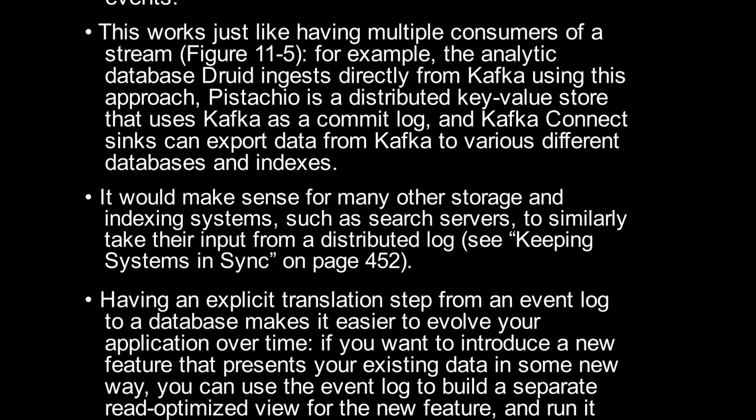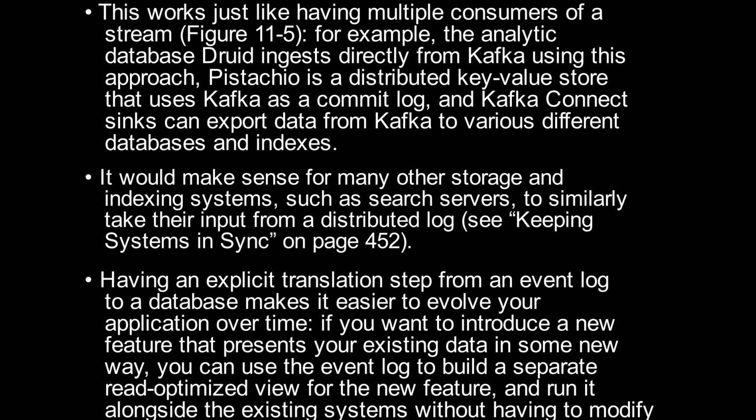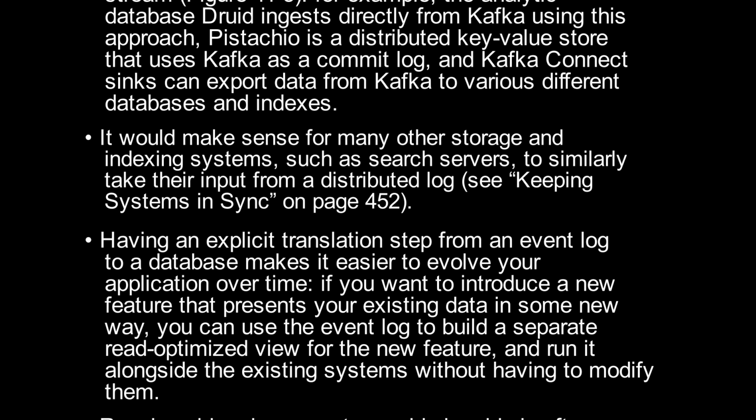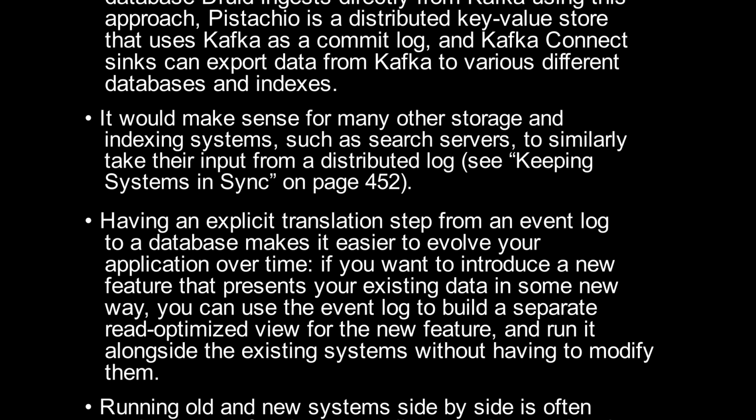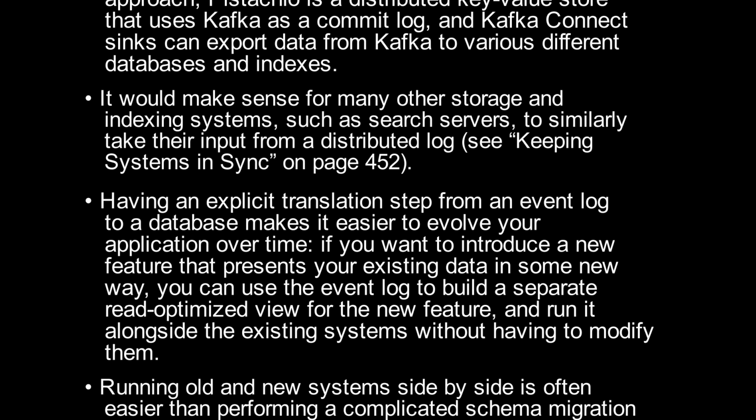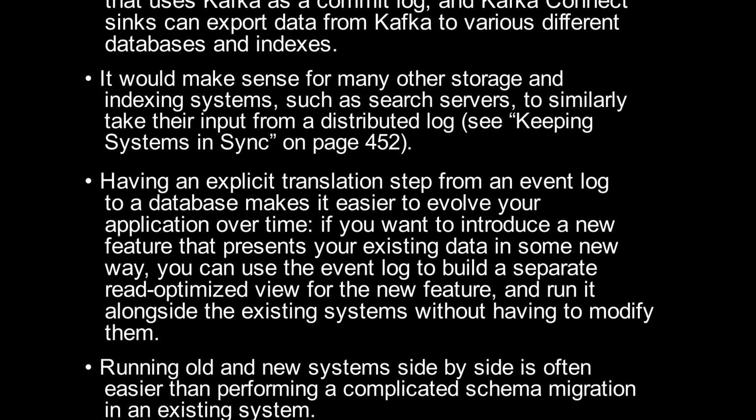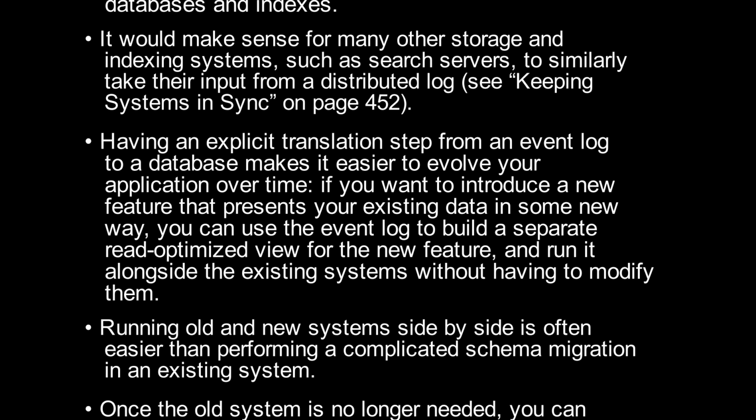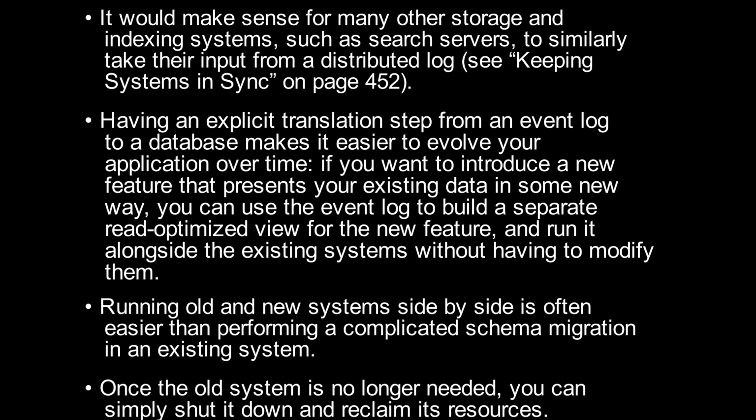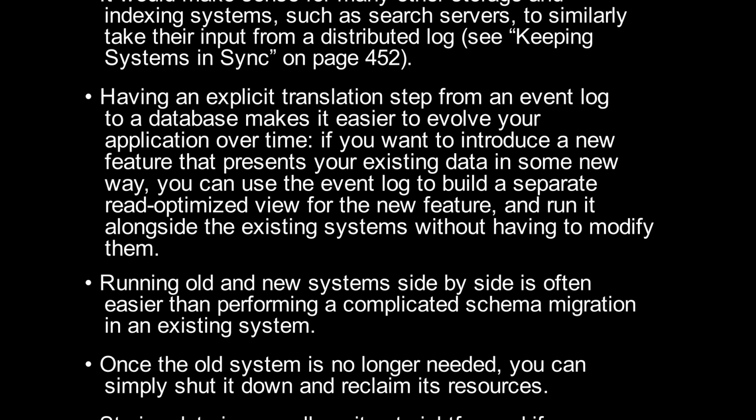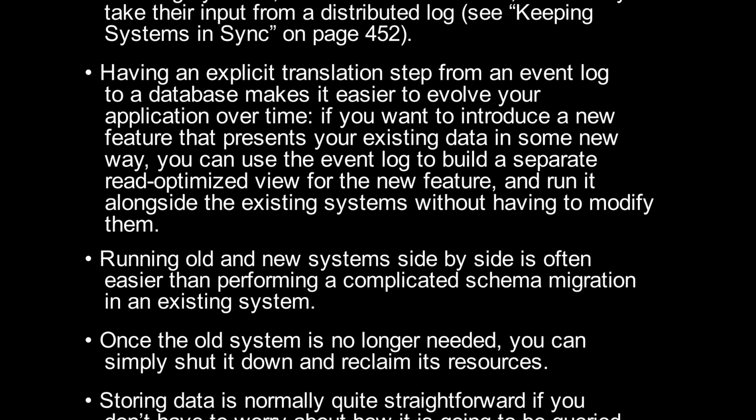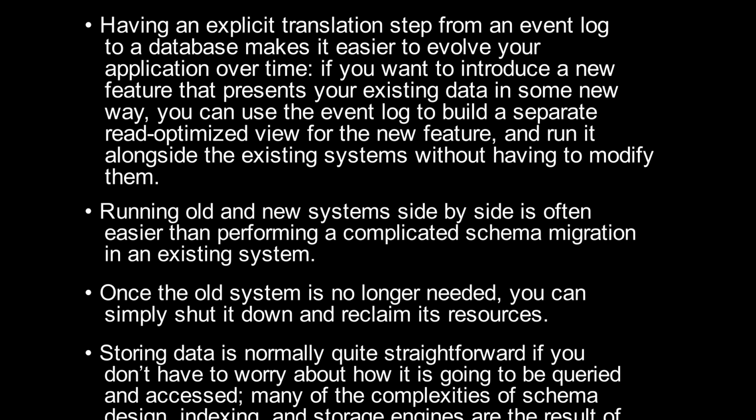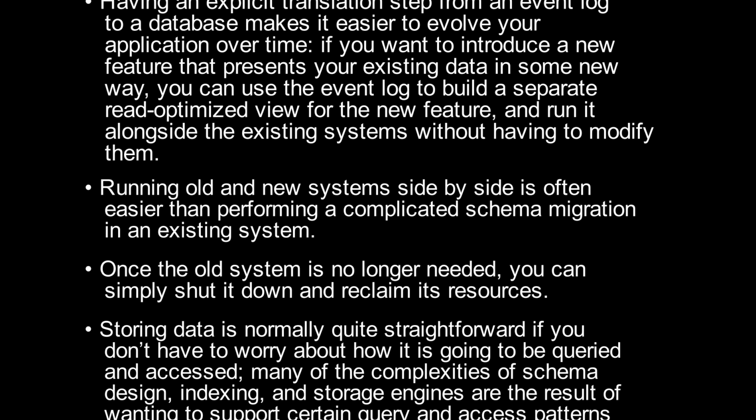Having an explicit translation step from an event log to a database makes it easier to evolve your application over time. If you want to introduce a new feature that presents your existing data in some new way, you can use the event log to build a separate read-optimized view for the new feature and run it alongside the existing systems without having to modify them. Running old and new systems side by side is often easier than performing a complicated schema migration in an existing system. Once the old system is no longer needed, you can simply shut it down and reclaim its resources.